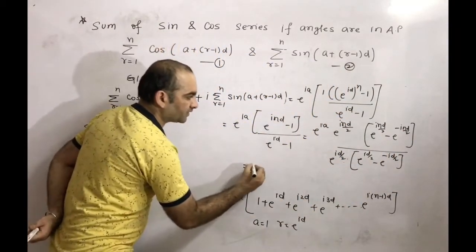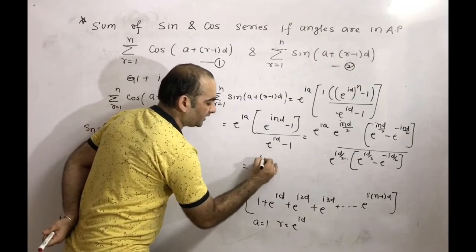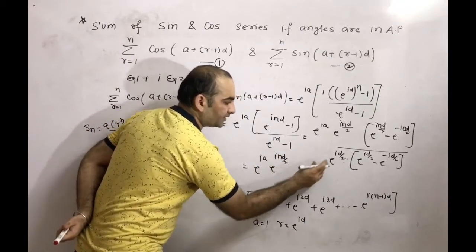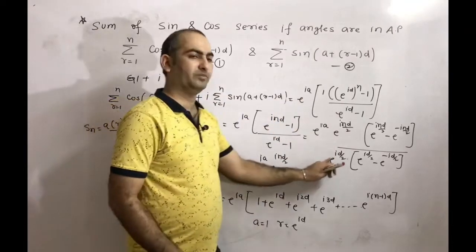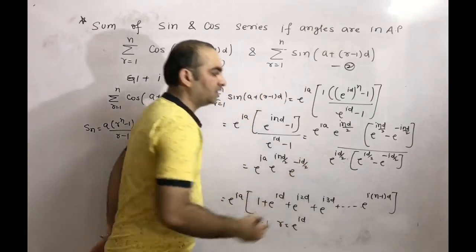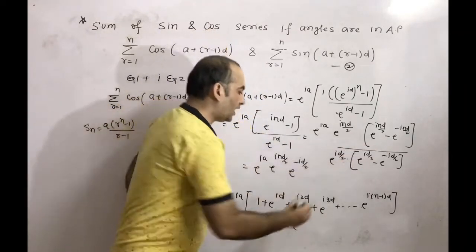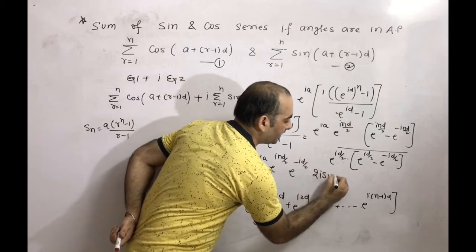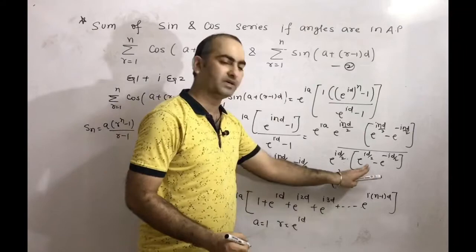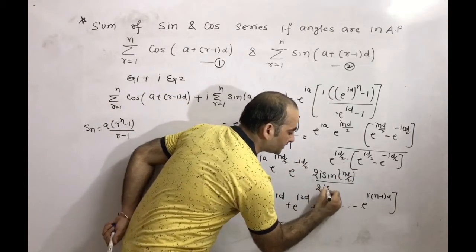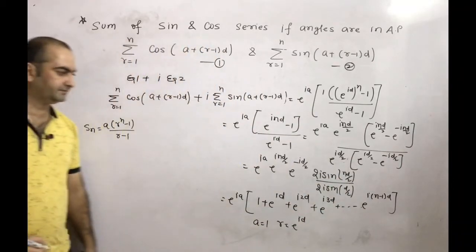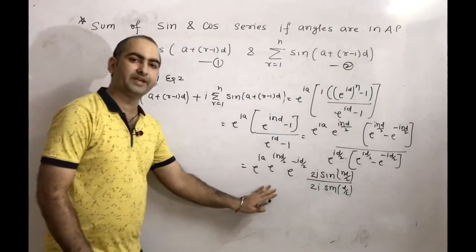So this one we can write as e^{ia} into e^{ind/2} in the numerator, and e^{−id/2}. And this is nothing but 2i sine of nd/2. Similarly, this one we can write as 2i sine d/2. This will come. Okay.